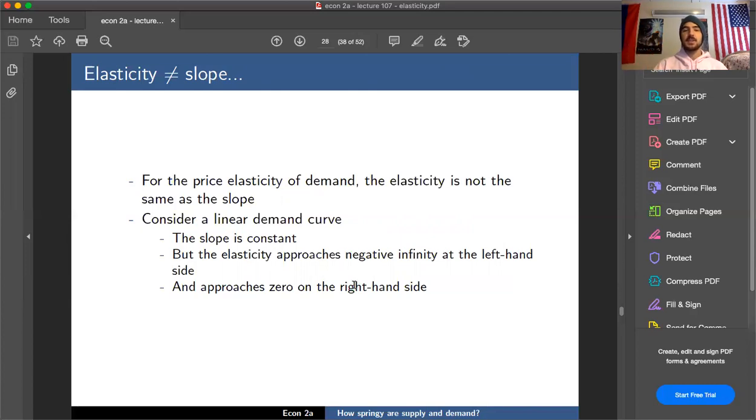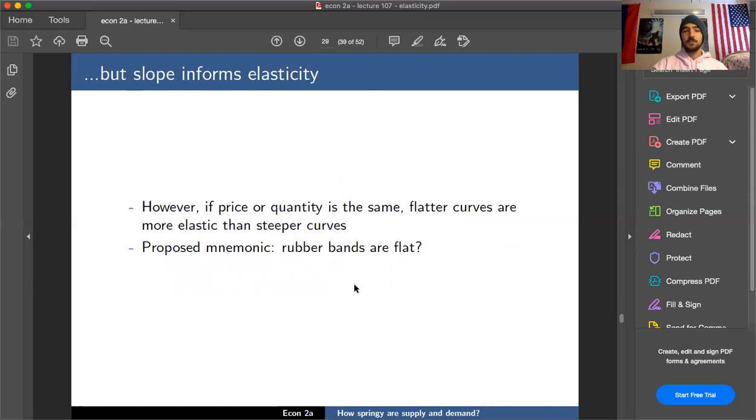So for perfectly inelastic, a change in price will in no way affect the quantity demanded. And for a perfectly elastic horizontal line, a change in price will greatly affect the quantity demanded.